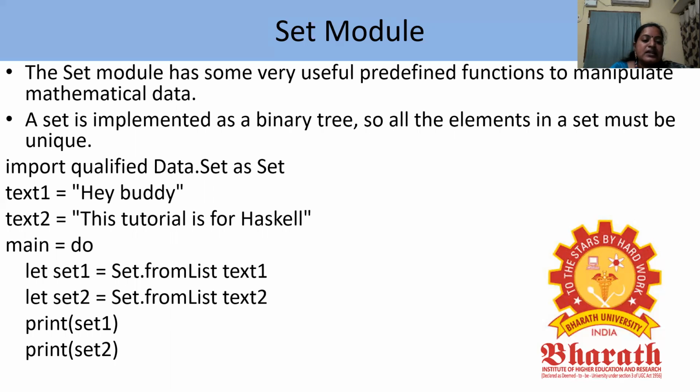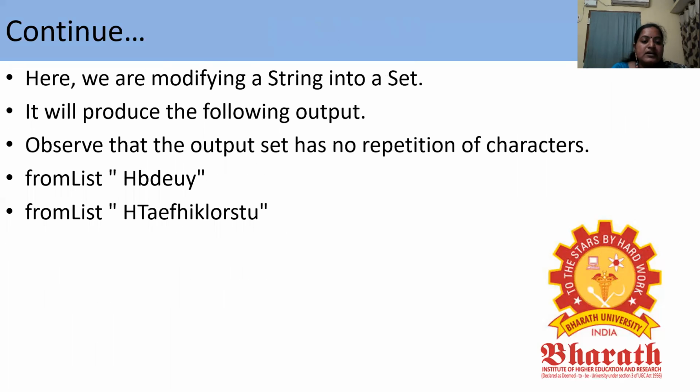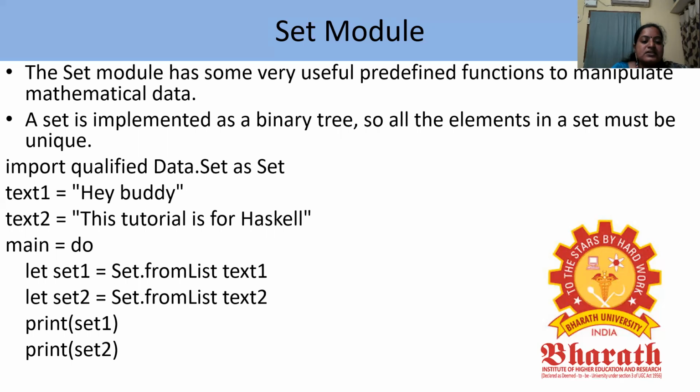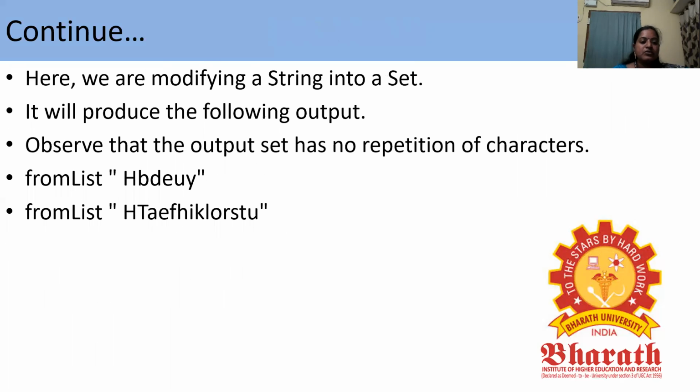So this one, "hey buddy": here double D is there, double Y is there. So the repeats will be removed, and you get the letters like H, E, B, U, D, Y, single letters only, it will be displayed. And then in "this tutorial is for Haskell" also, we have so many letters repeating, right? It will take only the single value, and you will get the output like this. So here we are converting a string into a set. It will produce the following output. Observe that the output set has no repetition of characters.